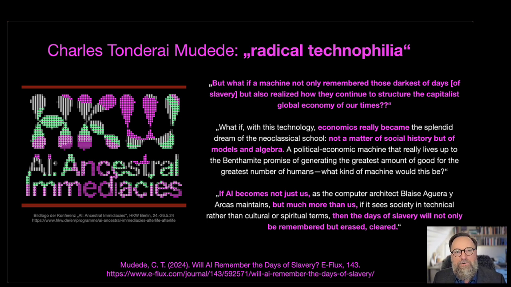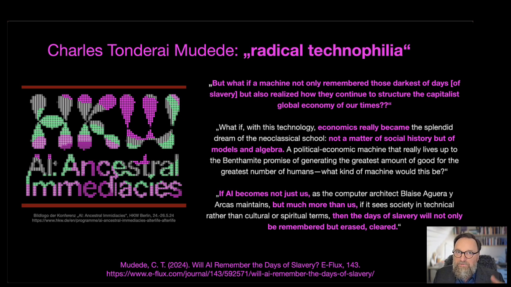But there's a lot of things, of course, everything that's on the internet, everything that's been done there, and of course a lot of knowledge and books and history. And this is what Modede starts from. So he had the idea, well, if all this knowledge is inside these machines, they know about slavery. You could ask GPT-4 about slavery, one of the, of course, greatest tragedies and crimes of mankind. So he thinks, well, if this knowledge is there and we have this kind of intelligence, what could happen? So I read just the quotes here. So he asked, but what if a machine not only remembered those darkest of days of slavery, but also realized how they continue to structure the capitalist global economy of our times?